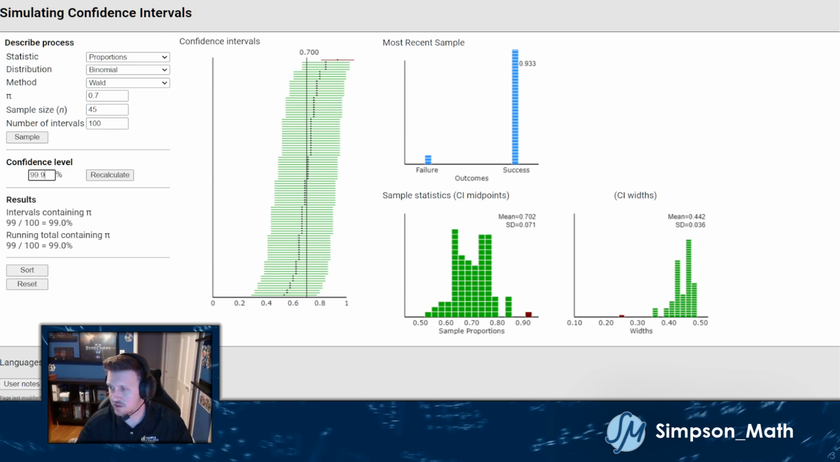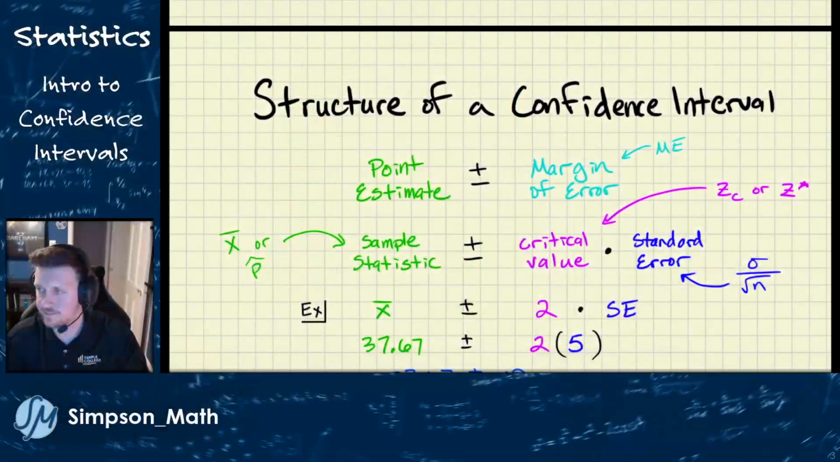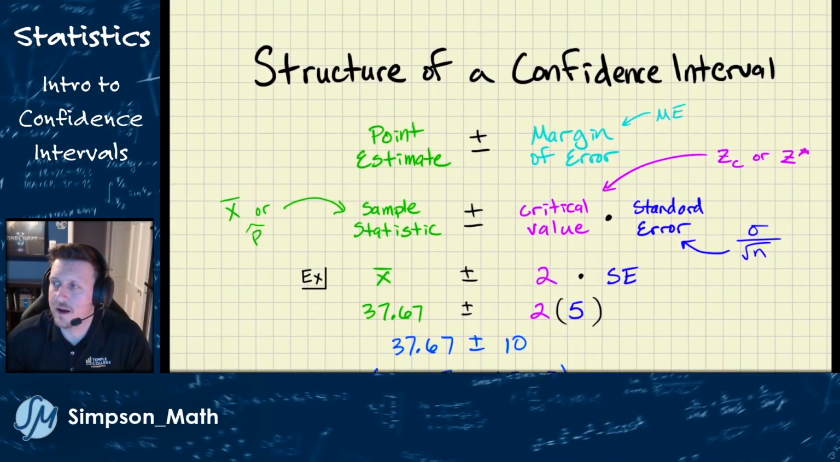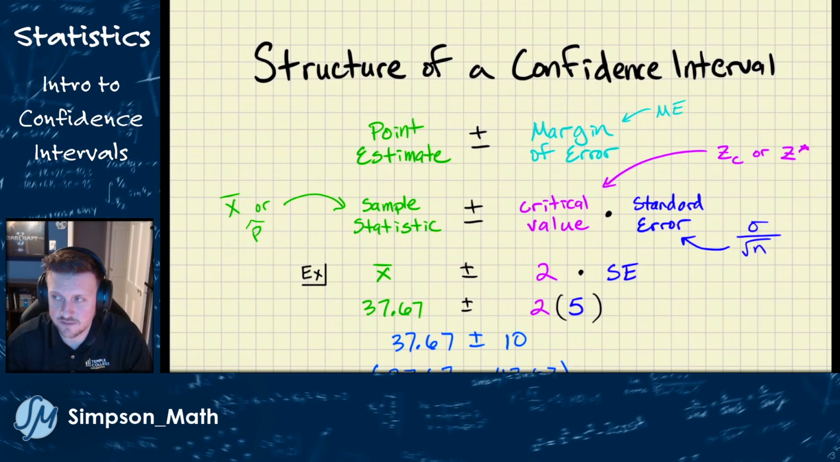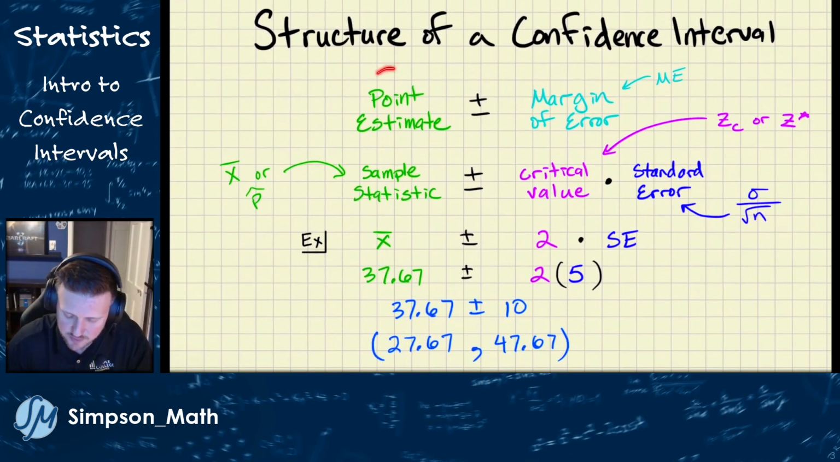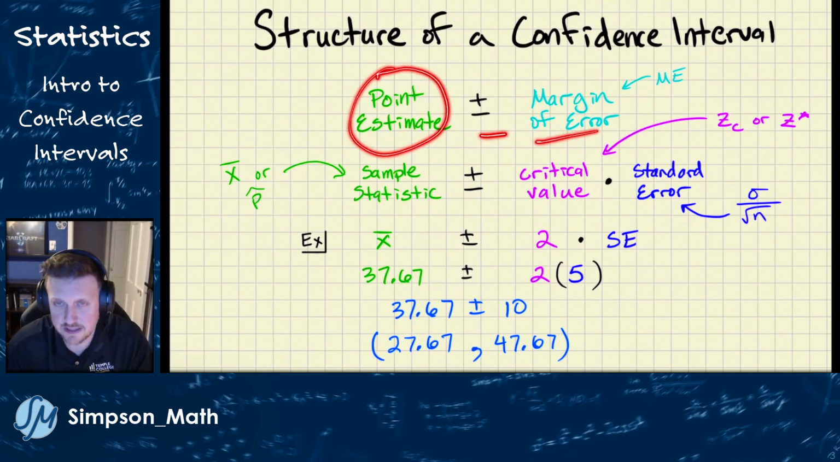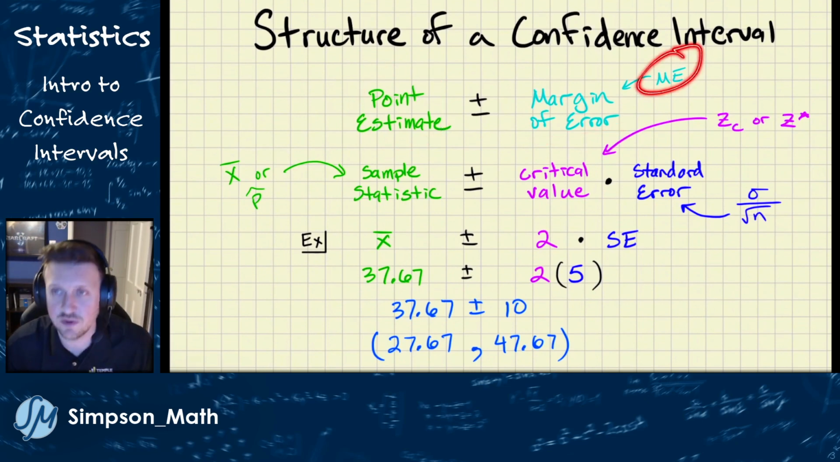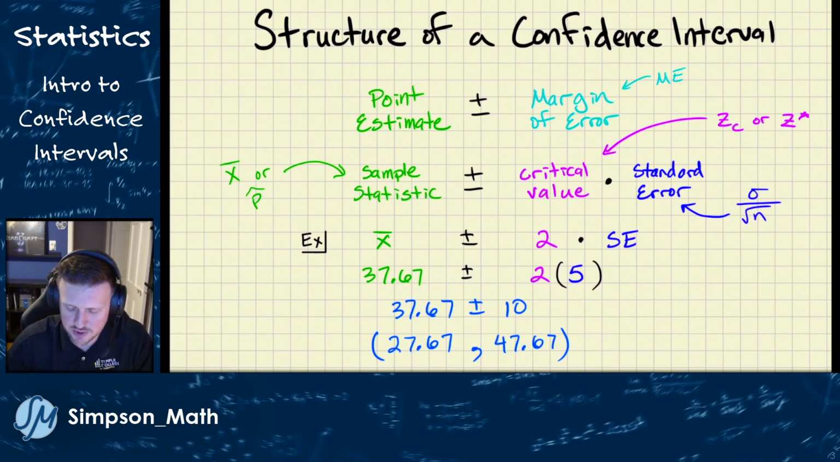Let's talk about the structure of our confidence intervals. With our confidence intervals, we typically write them with a point estimate plus or minus some margin of error. I often abbreviate margin of error as just ME while I'm doing a little bit of math for margin of error.